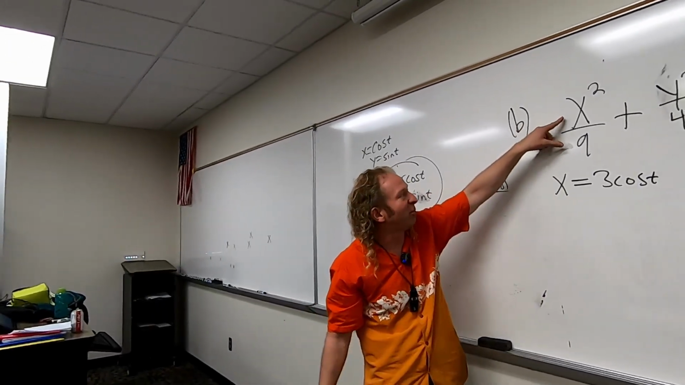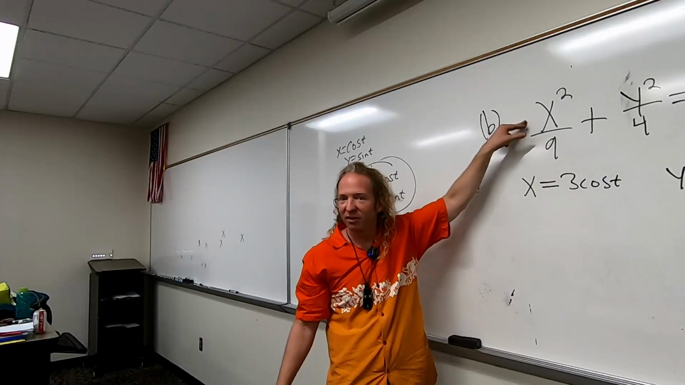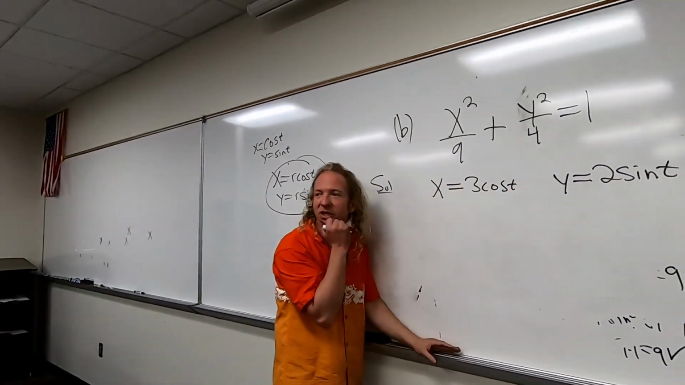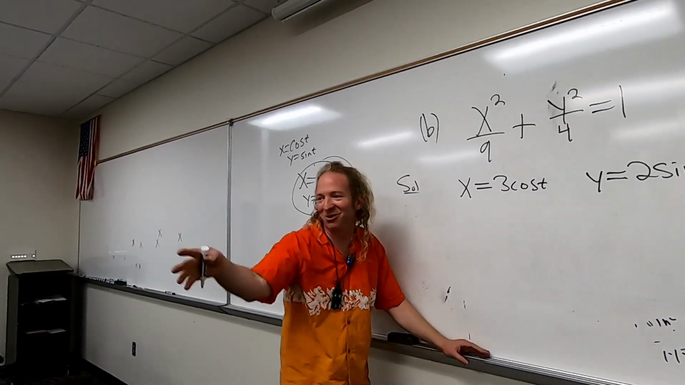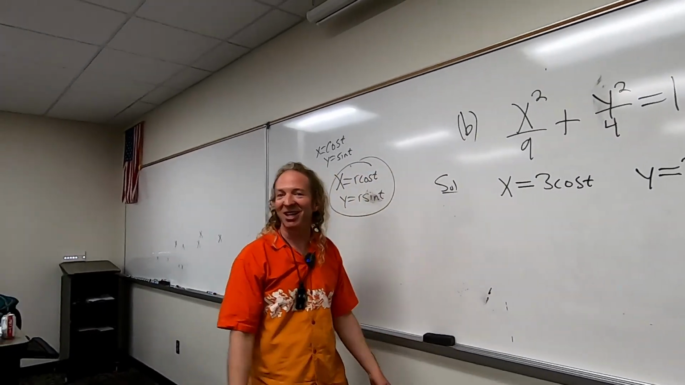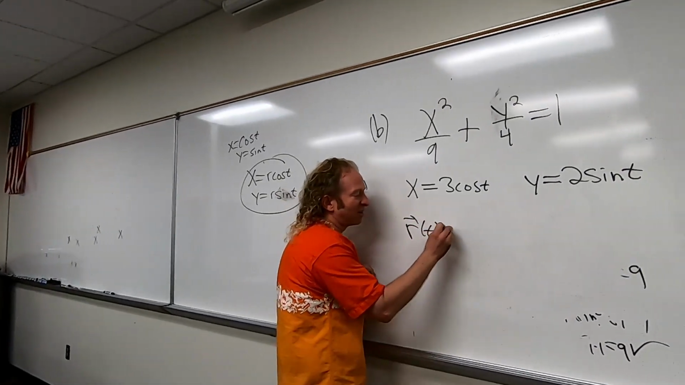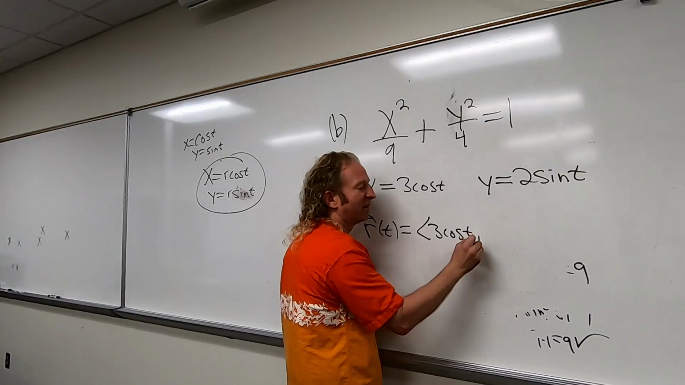And you can check. You plug it in, you'll get 9 cosine squared. The 9s will cancel. Plug it in here, you'll get 4 sine squared. Do you want to check or do you see it? Everyone see it? Oh, you're nodding. You do see it? Okay, I believe you. I think you got it. So the answer here would be angle bracket 3 cosine t, 2 sine t.